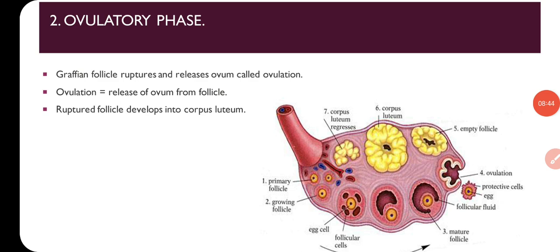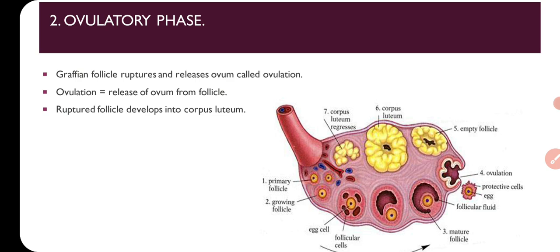Now the second phase is called the ovulatory phase. Here, when the egg becomes mature, the Graafian follicle ruptures and releases the ovum. This process is called ovulation. As the ovum is released from the ovary, it is taken up by the funnel of the oviduct, and the ovum moves upwards in the fallopian tube, where fertilization can take place.